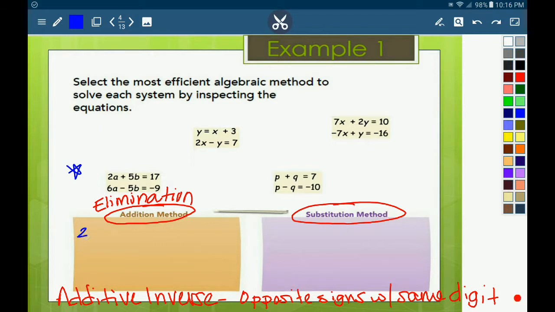So I've got 2a plus 5b equals 17, and 6a minus 5b equals negative 9. That's our first system in the addition method. So we got that one.